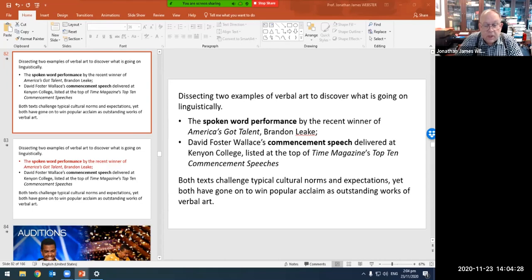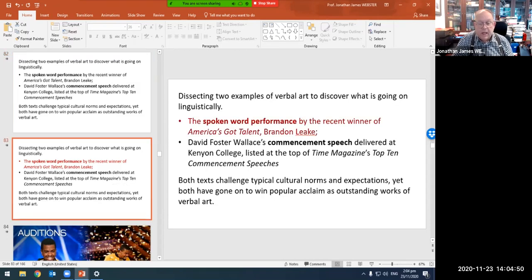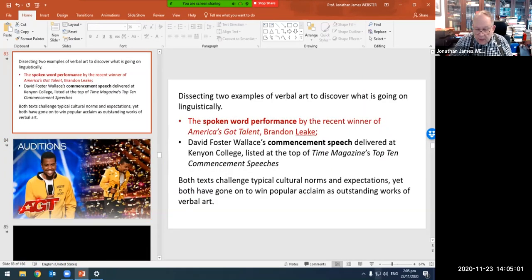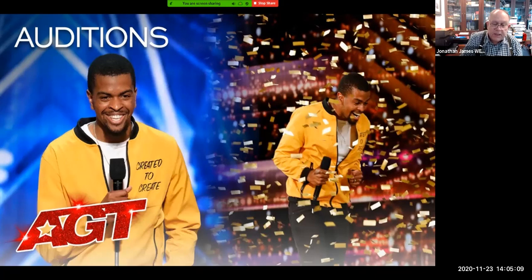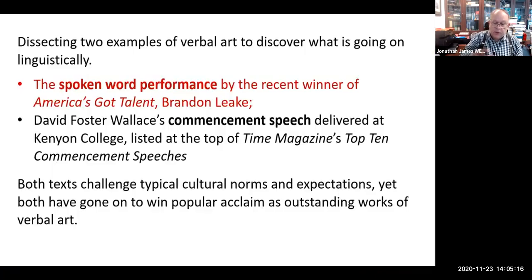As I mentioned, I want to today look at two examples, and they are related to texts that I have mentioned before, but hopefully maybe give some additional perspective on them. The first one I'm going to be talking about is Brandon Leake's spoken word performance. And if you remember, this was the winner for America's Got Talent. And what was striking, and as I mentioned, both of the texts I'm going to be looking at sort of challenge typical cultural norms, expectations.